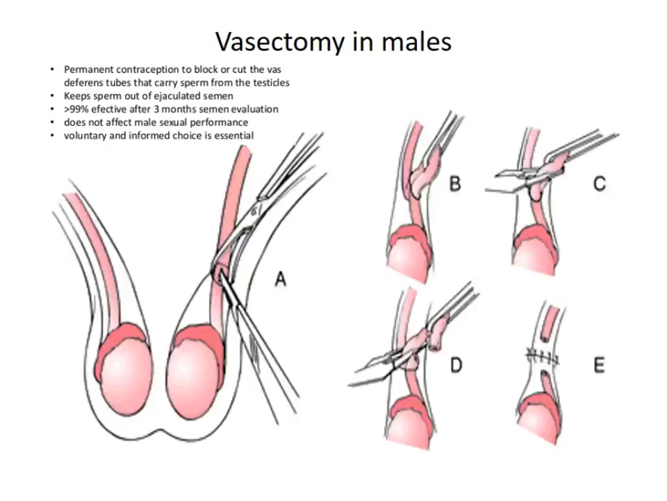Vasectomy in males is a permanent contraception to block or cut the vas that carries the sperm from the testicles to the exterior. It keeps sperms out of the vagina. So semen can go, but sperms are not there. It is 99% effective after 3 months of semen evaluation. It does not affect male sexual performance, and it is a voluntary and informed choice. Here you cut over the skin, take out the vas deferens, and again either cut it off and seal it, or block it, or cauterize it.